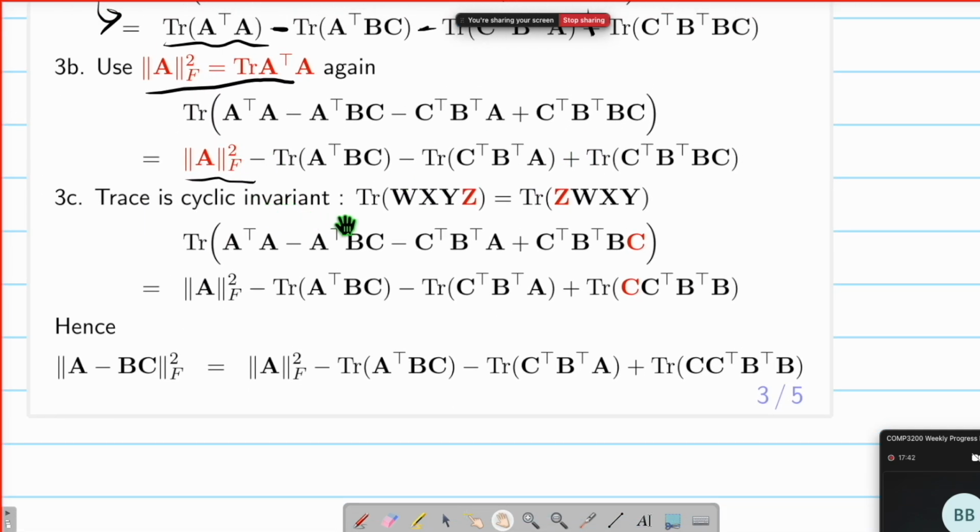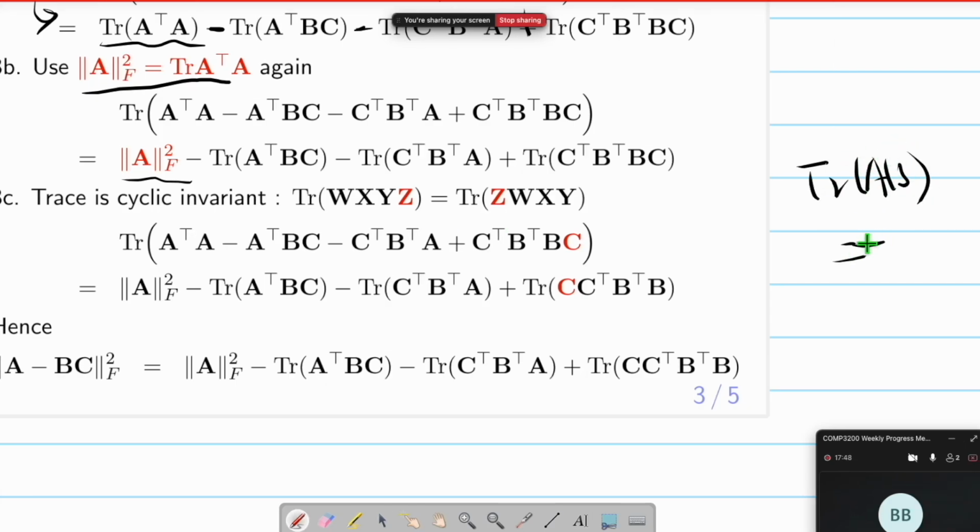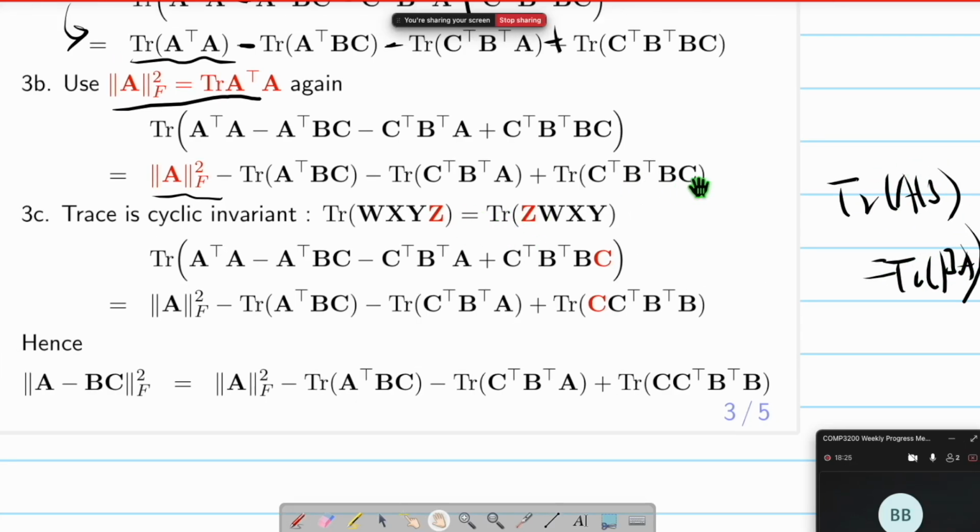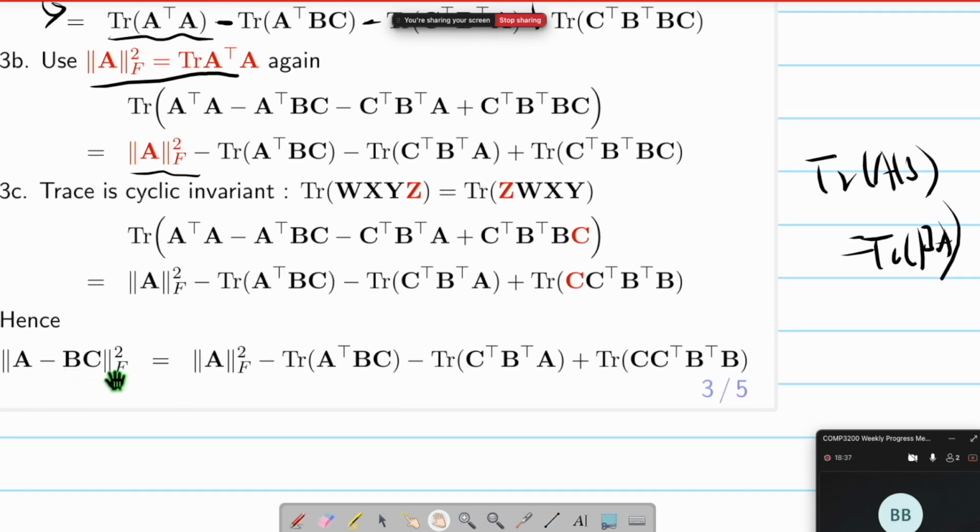Trace is cyclic invariant. Trace AB is the same as trace BA. So I'm going to do that on this part. I'm going to move the C to the front. So this in the back moves to the front. I have this. So now I have this thing. So A minus BC Frobenius norm squared equals the norm of A minus this big chunk of thing.